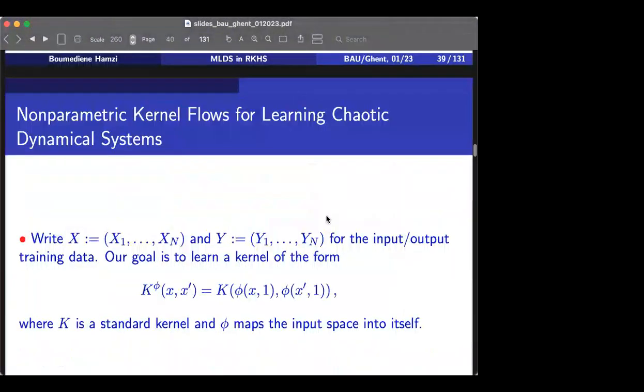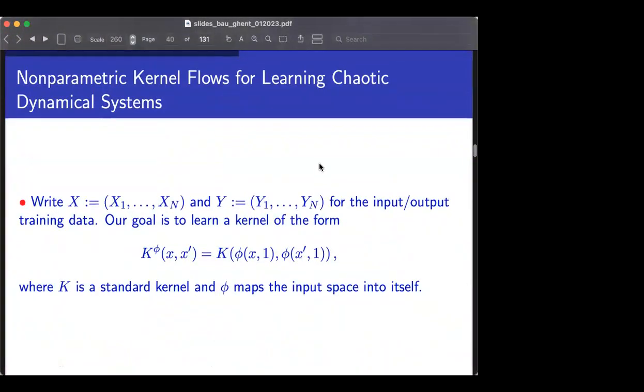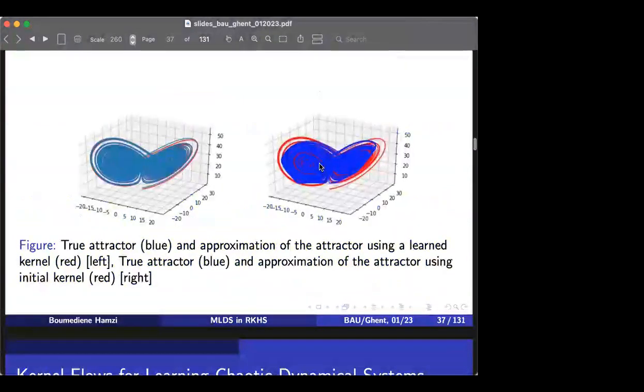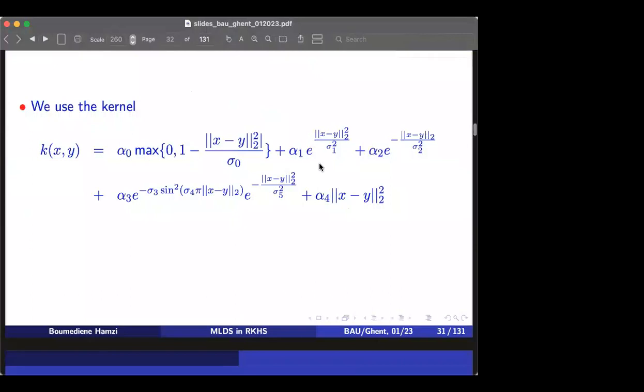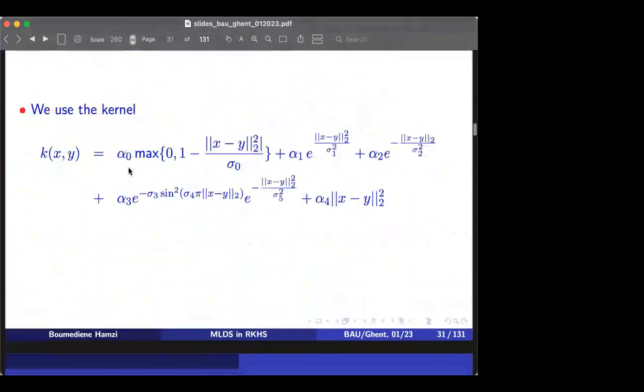Yeah, another version is the non-parametric kernel flows. Instead of that, we have parametric kernel flows where we are learning the parameters of the kernel. For example, we start with this kernel, and then we want to learn these parameters: alpha 0, sigma 0, alpha 1, sigma 1, alpha 2, sigma 2, until alpha 4.